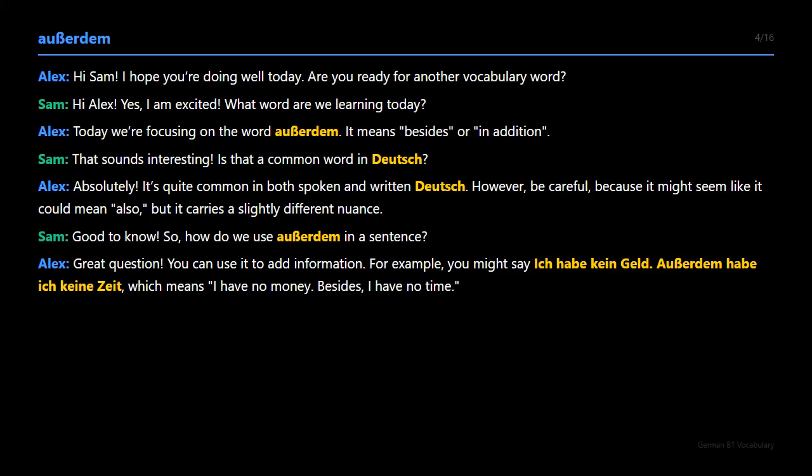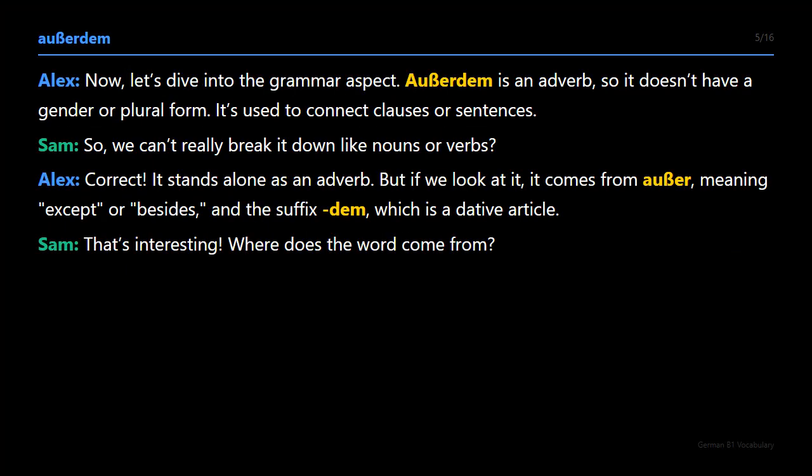Now, let's dive into the grammar aspect. Außerdem is an adverb, so it doesn't have a gender or plural form. It's used to connect clauses or sentences. So, we can't really break it down like nouns or verbs. Correct. It stands alone as an adverb. But if we look at it, it comes from Außer, meaning except or besides, and the suffix Dem, which is a dative article.